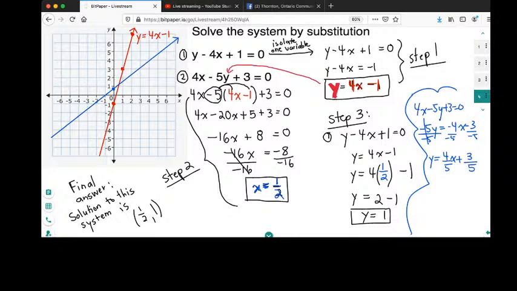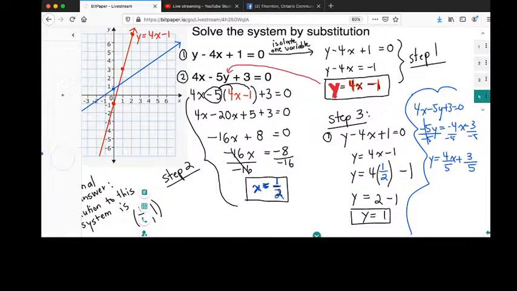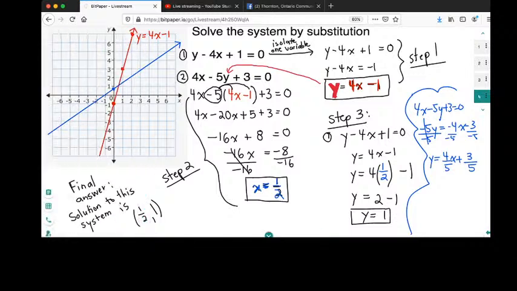Okay. So what I'm really trying to show you guys is what this point of intersection is. Okay, so we've now accomplished our point of intersection. So we know our point of intersection is x equals a half, y equals 1. And if we look at this graph right there, that is our point of intersection, 1/2, 1.